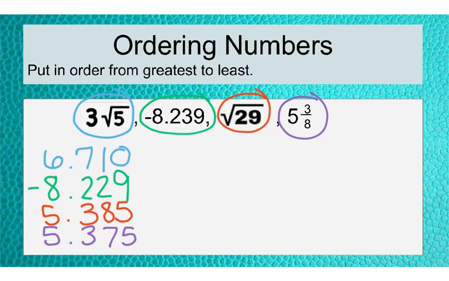Now let's put them in order according to the whole numbers first. Remember, I'm going from greatest to least. So which of these whole numbers is bigger? Remember, this right here is a negative number. It's not +8, it's -8. So that's actually going to be my smallest one. So my biggest one, since I'm going in order from greatest to least, is going to be 6.710. So this one right here is my biggest one. It's the 3 square root of 5.